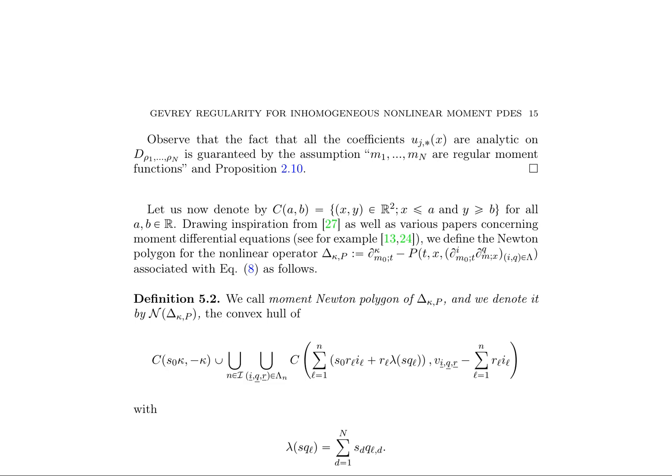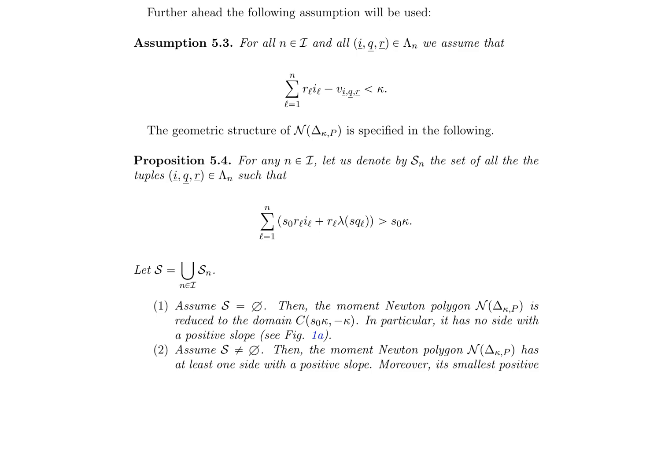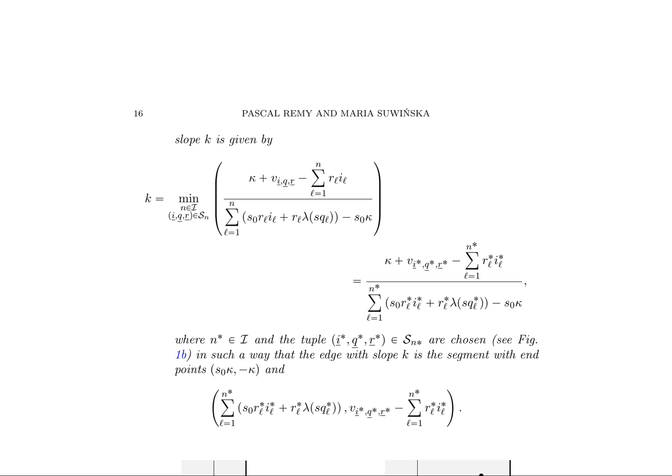The authors present two main cases for the moment-Newton polygon's geometry: when S is empty, case 1, and when S is non-empty, case 2. In case 1, the polygon is reduced to the domain C, P_S0 kappa, meaning it has no side with a positive slope. In contrast, in case 2, the polygon has at least one side with a positive slope, and its smallest positive slope k is given by a specific formula. This slope is determined by the tuple (pi, q, r) from S_n that minimizes the expression.